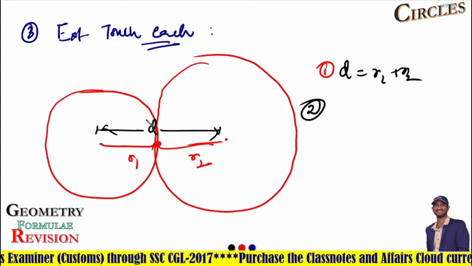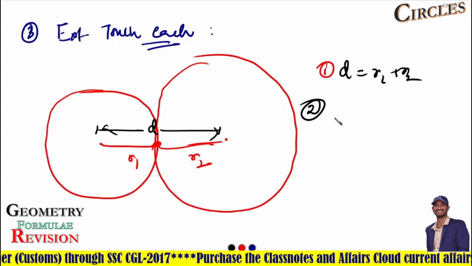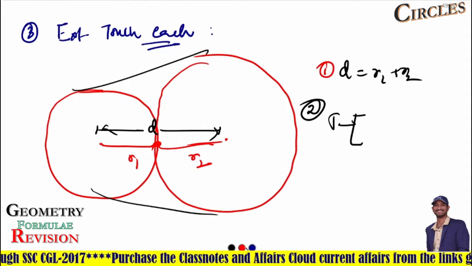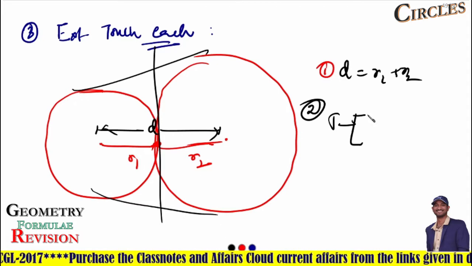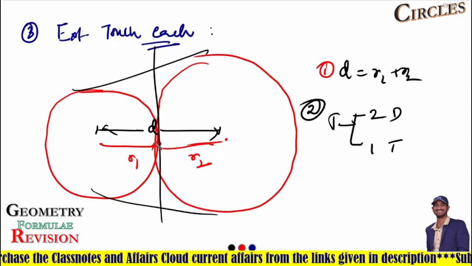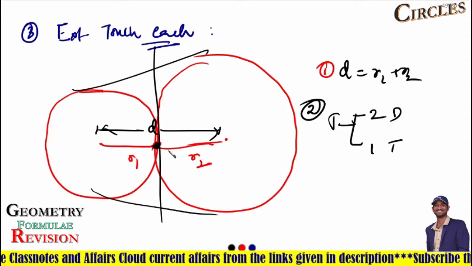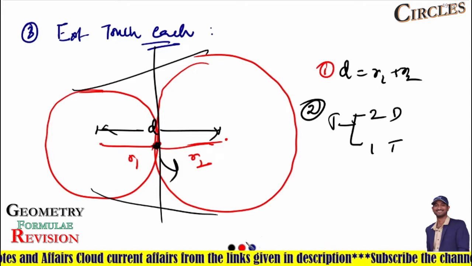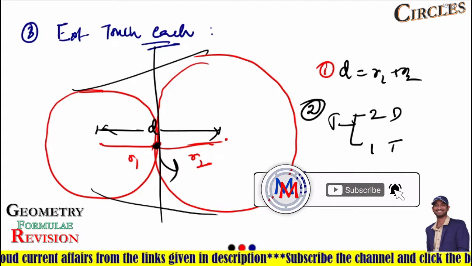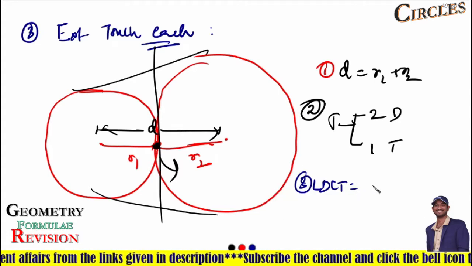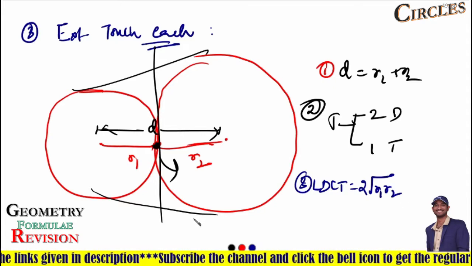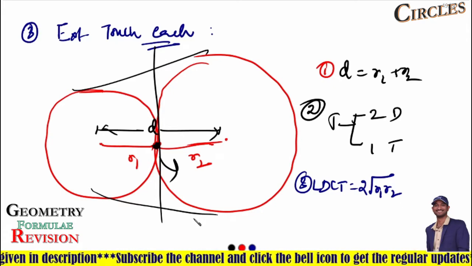And the second point is the number of tangents. How many tangents are there? 3. 2 are direct and 1 is transverse. And the length of the transverse common tangent means only a point, so the length of the transverse common tangent is 0. But what about the length of the direct common tangent? Apply the formula of non-intersecting circles, and the direct formula is 2 into root over R1 R2. 2 into the square root of the product of the radii.